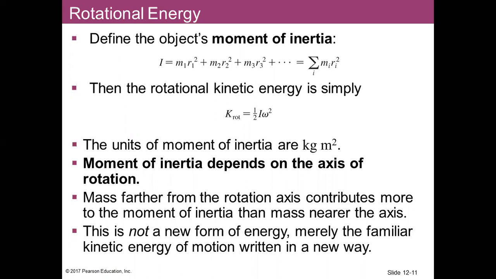Moment of inertia depends on the axis of rotation. Mass farther from the rotation axis contributes more to the moment of inertia than mass nearer the axis, which means the distance contributes more. This is not a new form of energy, merely the familiar kinetic energy. That is the rotational kinetic energy there.